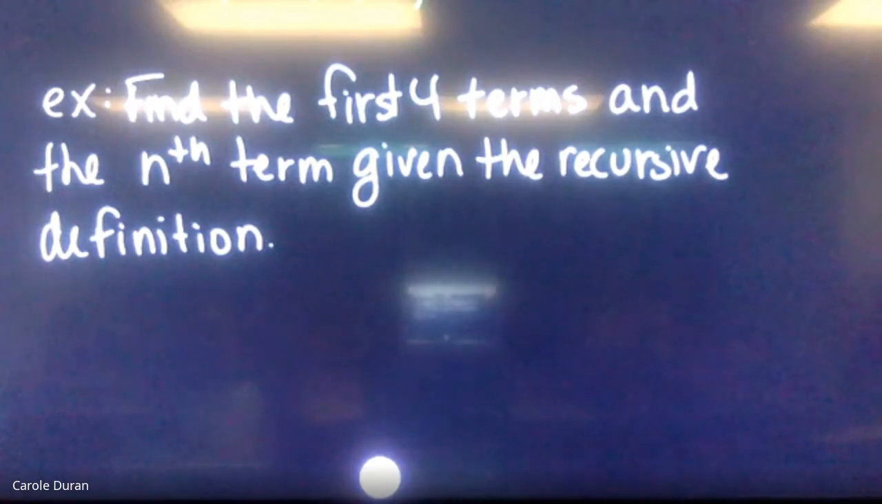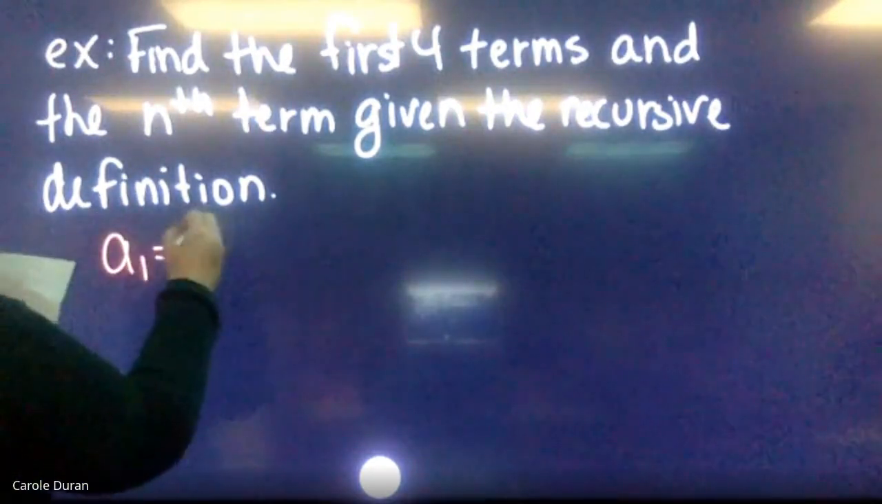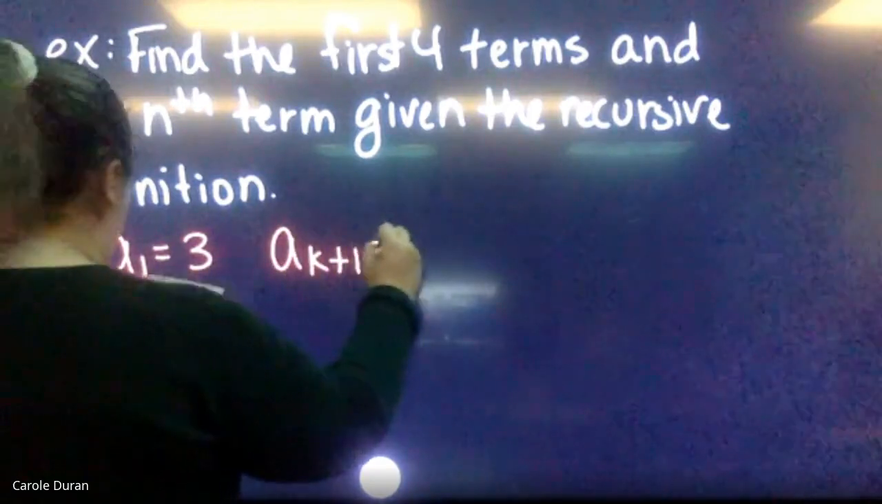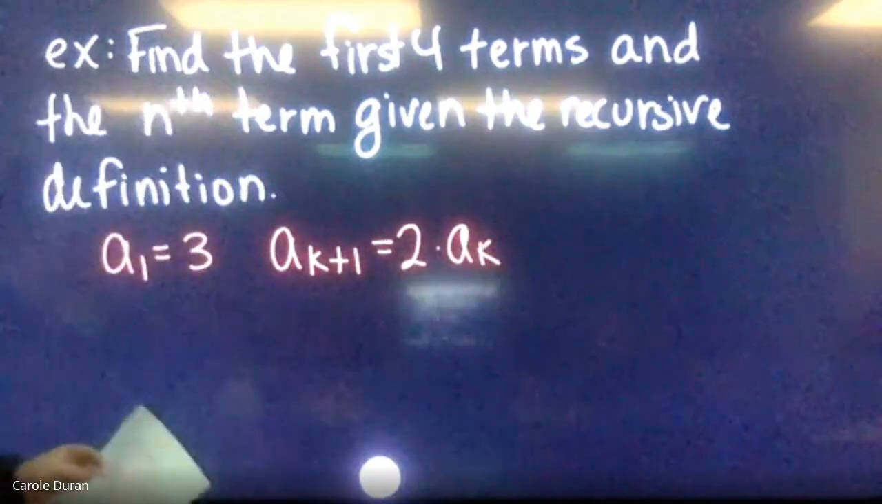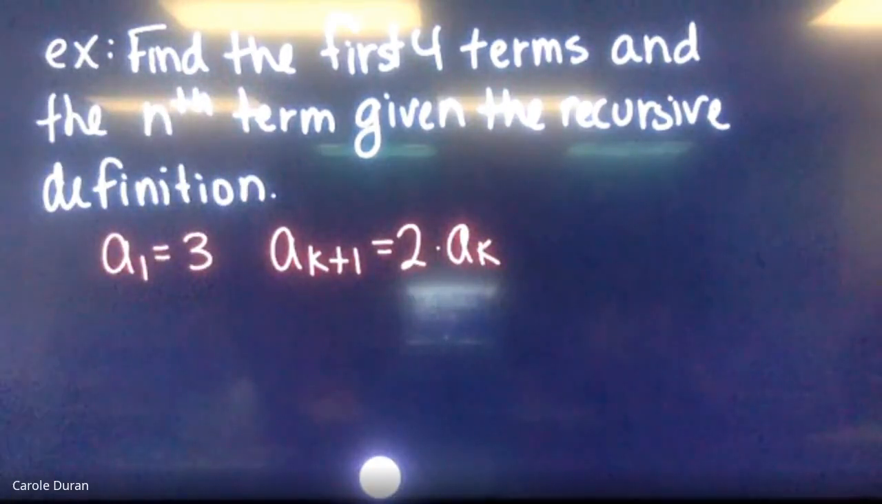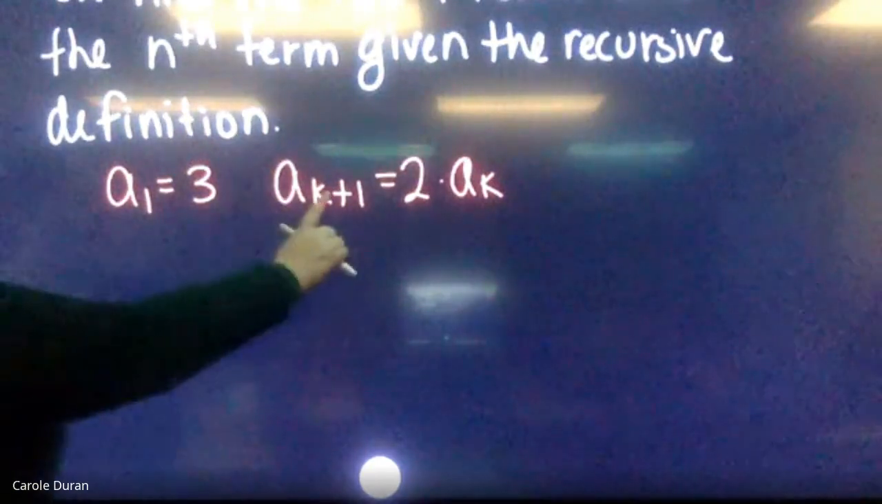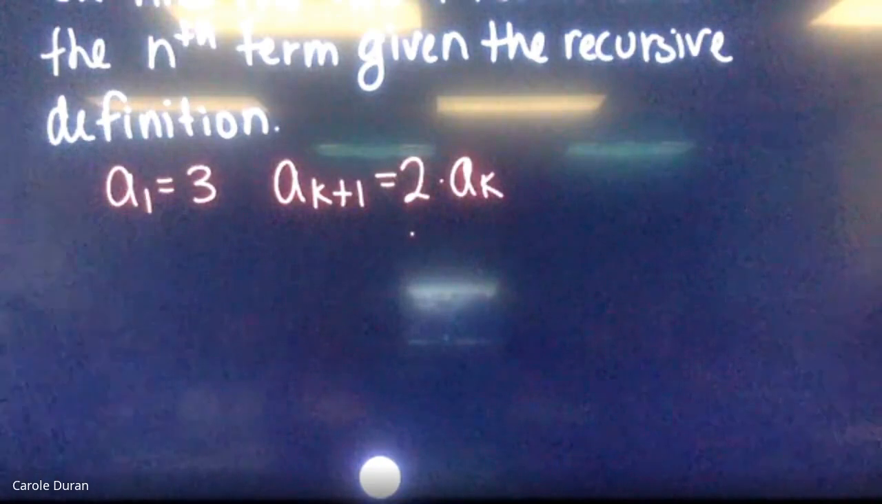In this particular example, I have the given information. I know that my first term is equal to 3, and I know any term that comes after that one is equal to 2 times the term before it. That's what A_k means. So to find A_(k+1), which is the next term, I do 2 times the term that comes before.